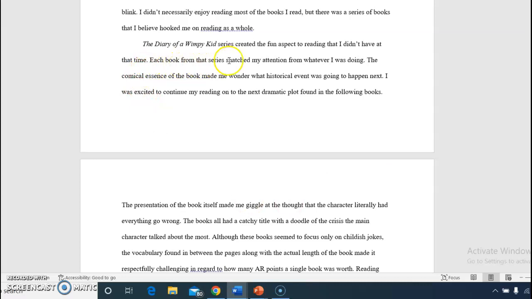Because he mentions how each book from the series snatched my attention from whatever I was doing. So obviously they immerse, and I like how he describes that the comical essence of the book made me wonder what historical event was going to happen next. I was excited to continue my reading. Those are all really good points that he's bringing up about how he felt when he read the books. And so that's really good because you do want to be bringing in your emotions to these things.